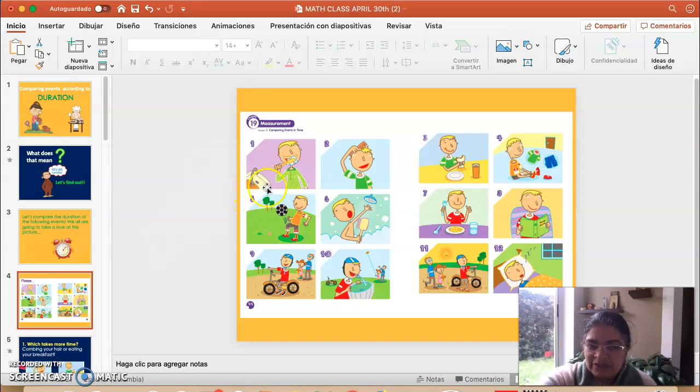We are going to continue with the explanation. Here we have example number 3 and 4. Which activity takes more time? Having the snack or dressing yourself? In pictures number 5 or number 6, which takes less time? Less time. ¿Qué toma menos tiempo?